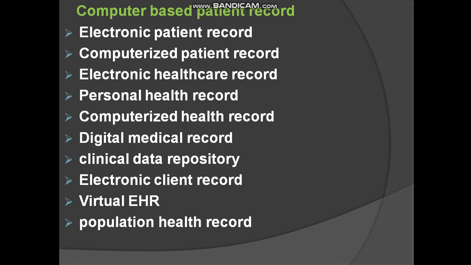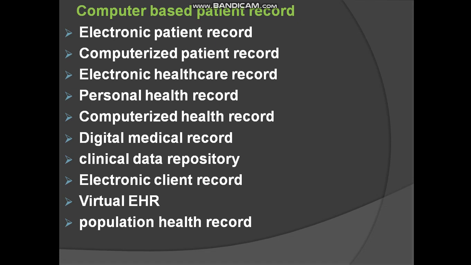First one is electronic patient record. Electronic patient record contains all or most of the patient's clinical information. Then the second one is computerized patient record. Computerized patient record contains all or most of the patient's clinical data from the specific hospital.